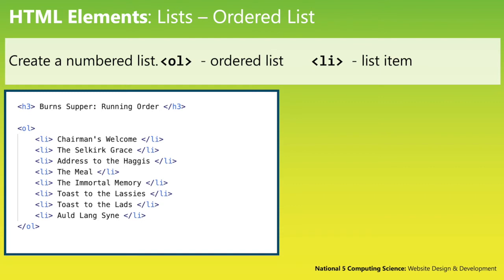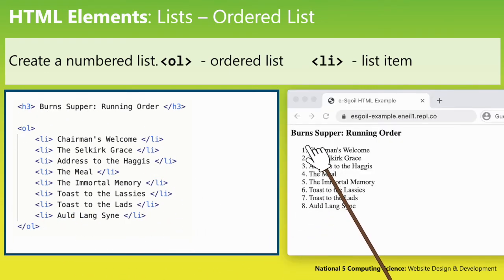You'll see here the code on the left looks very similar to that of an unordered list. The only difference is that the UL has been replaced with an OL for ordered list. So when we run this code in a browser, instead of bullet points, we get the numbers down the side in sequential order. So if you can remember how to do an unordered list, then you should be able to do an ordered list, as you're really only changing one letter.